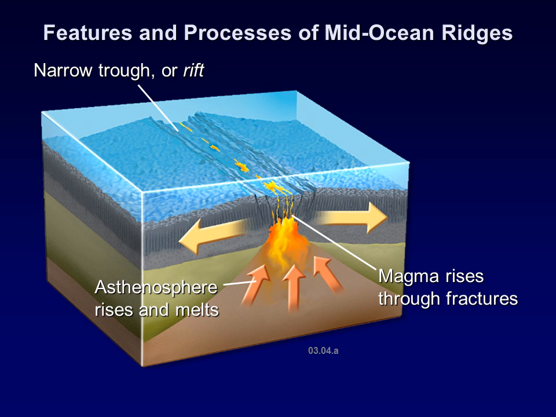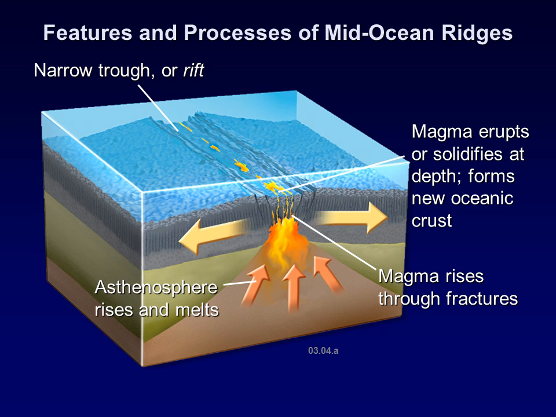Magma rises through fractures in the crust that have already cooled, so it's moving up through the weakest spots, through the fractures. And magma erupts or solidifies at depth. This is how we form new oceanic crust. So it either cools off at depth, and as it does that, it forms great big crystals because it has more time to cool off. Or if it erupts onto the ocean floor, it cools very rapidly, and the crystals are very small.